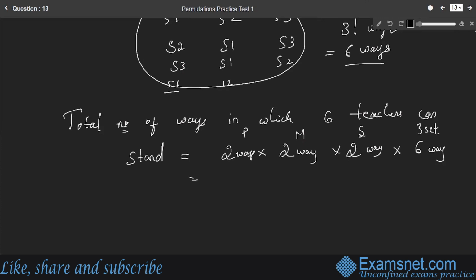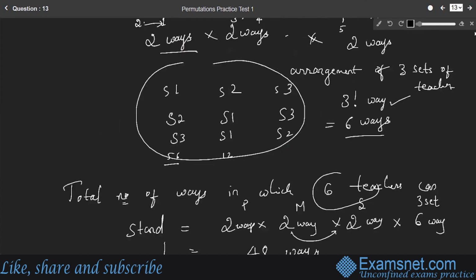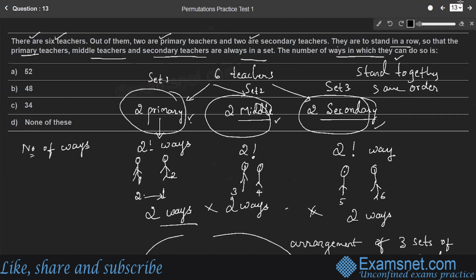This gives 2 into 2, 4; 4 into 2, 8; 8 into 6, 48. In 48 ways, the arrangement of 6 teachers can be possible. So the ways in which 6 teachers can stand is equal to 48 ways. Given that the set of primary teachers will be the same, that means side by side they have to stand, and also for middle school teachers and secondary teachers. Therefore, for the given question, option B is the right answer.